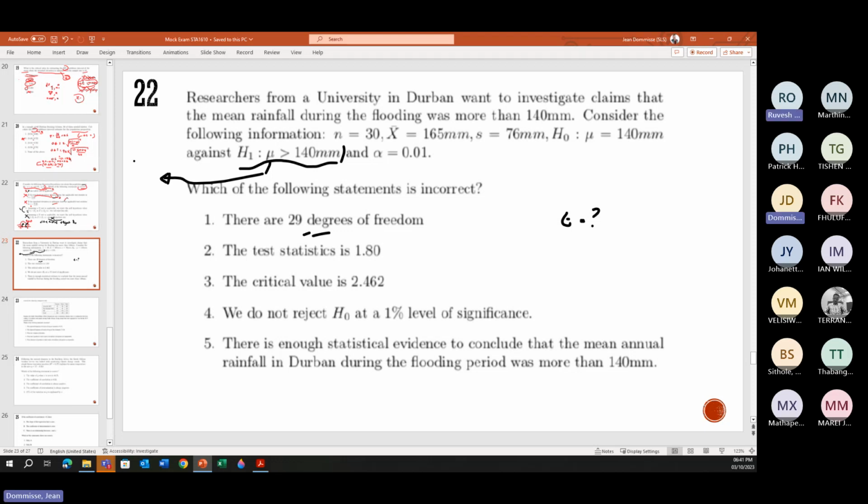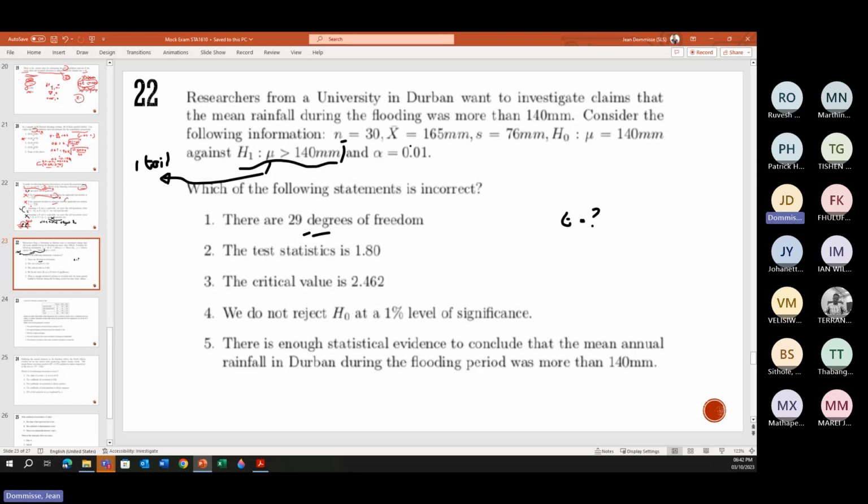Okay, so more than, perfect. Looking at one tail. Nowhere did they ask us one tail, so it's fine. Then they tell us, consider the following information.